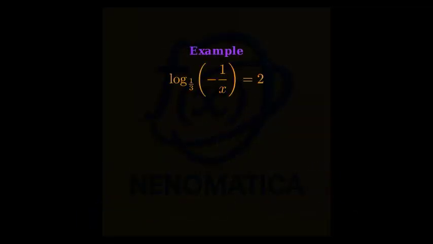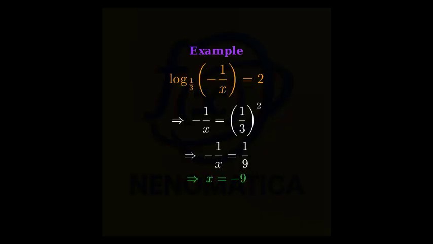Then we will write problem 1. We begin by converting the logarithmic equation to its exponential form. That gives -1/x equals 1/3 squared. Simplify the right side to 1/9. Solve for x to get x equals -9. Finally, perform the domain check. The argument of the log, -1/x, must be positive, so x is less than 0, which confirms x equals -9 is valid.